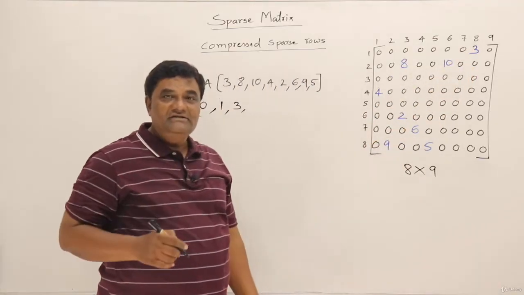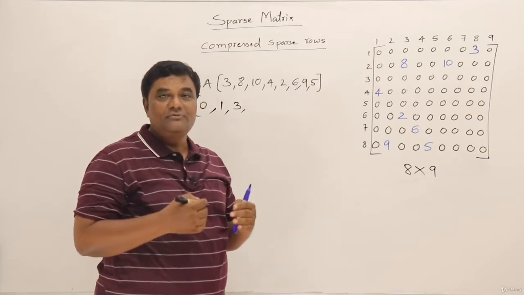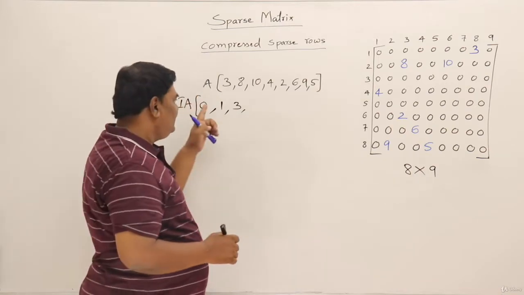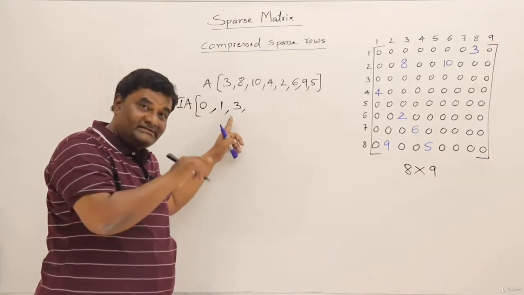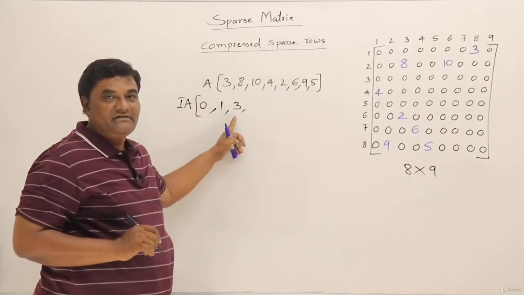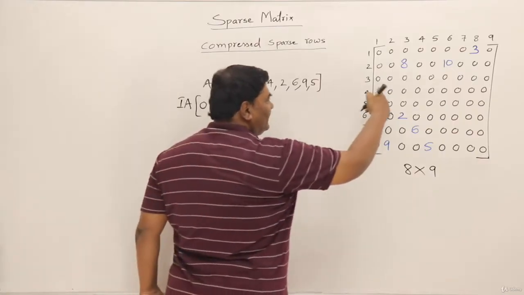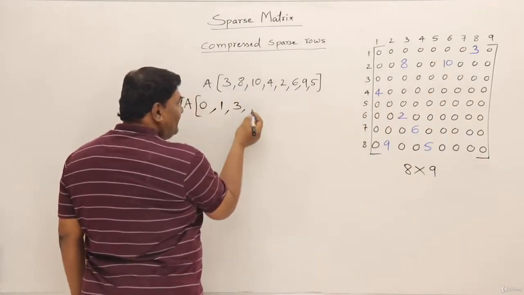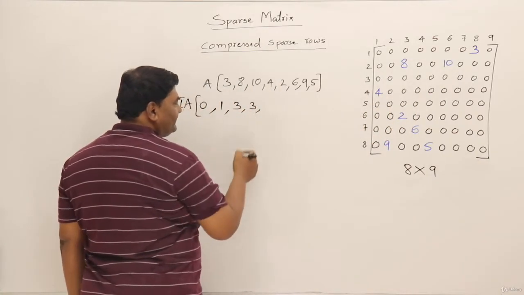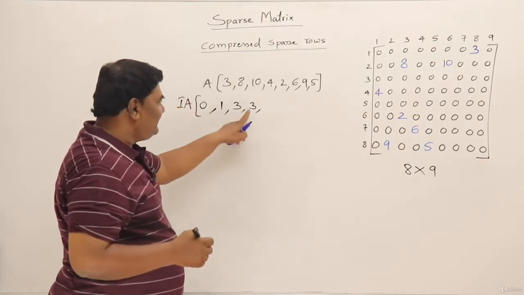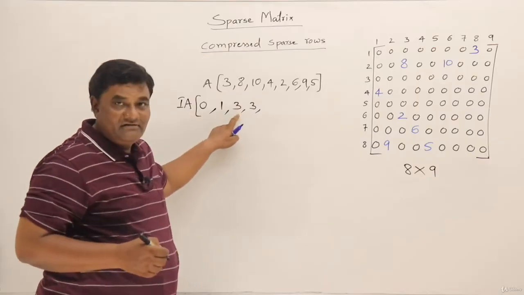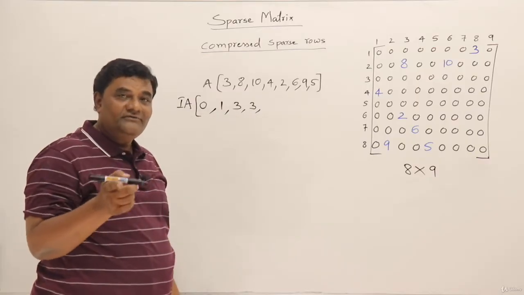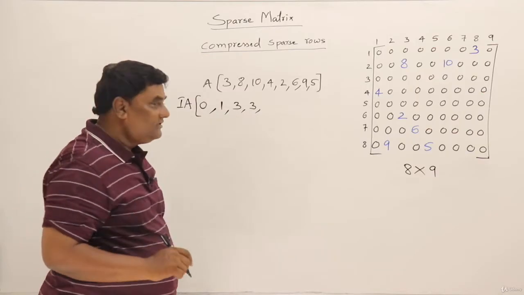So this will take the cumulative of the number of elements. Initially there is 0. Then the first row having 1 element. Then till the second row, total 3 elements are there. Then in the third row there are no elements, so it should be 0, but this previous number we will take. So this shows that 3 minus 3, there are 0 elements here. 3 minus 1, there are 2 elements here. So we'll take the cumulative of the number of elements for each row.